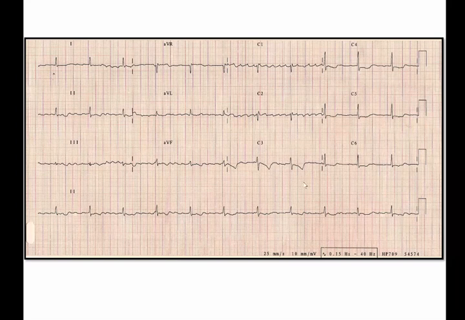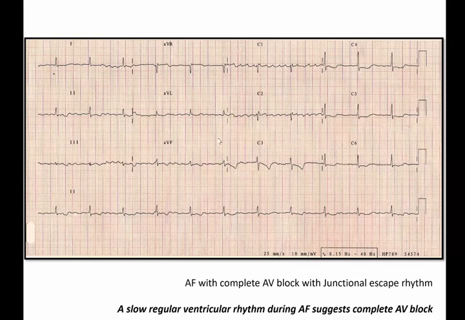Now you see some T inversion in leads V3, V4 and V6, and this is likely because the patient was on digoxin, and this AV block was actually therapeutically done because this patient's ventricular rate could not be controlled, and so the AV node was ablated so that good rate control can be achieved, and then a permanent pacemaker was implanted in the ventricle. So this is again an example of AV dissociation where the atrial rhythm is atrial fibrillation, there is complete AV block and a junctional escape rhythm controlling the ventricles.